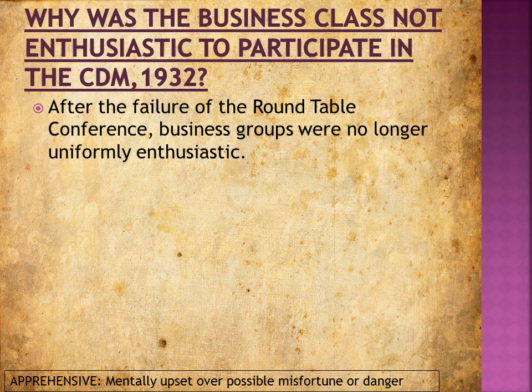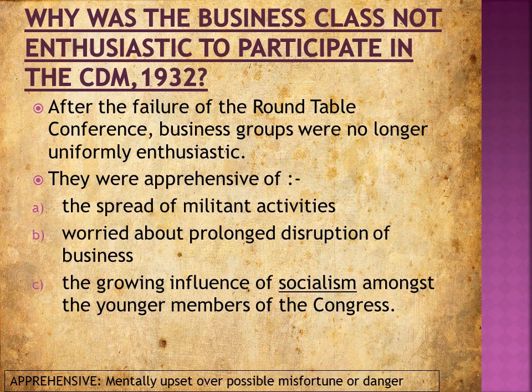But dear children, when the CDM was relaunched in 1932, business class was no longer enthusiastic to participate. Let's see the reasons. First of all, after the failure of Round Table Conference, business groups lost their interest because they thought that these movements are not helping at all. Secondly, they were upset about the spread of militant activities. They thought the launch of CDM again will lead to violence. Then they were also worried about the prolonged disruption of their business. They couldn't let their profits go down. And moreover, they were also upset about the growing influence of socialism amongst the younger members of Congress.